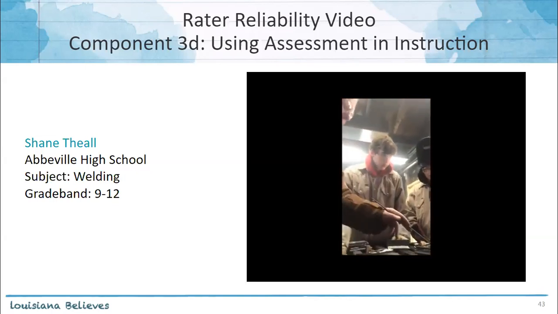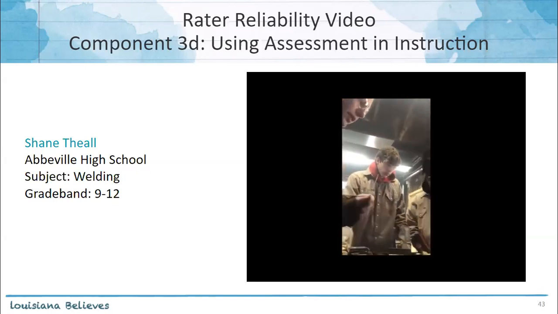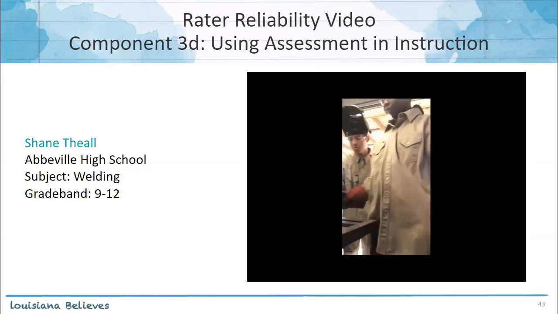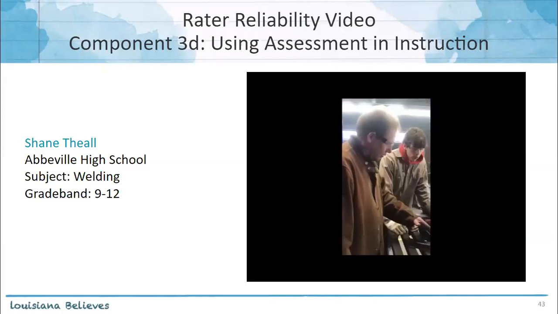All right, anybody else want to critique his weld? Who wants to look at this weld? Anybody else? Okay, how about anybody else's weld that we have in here? What do you think you were doing?